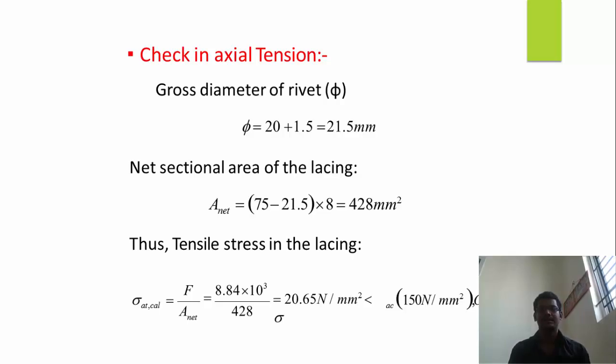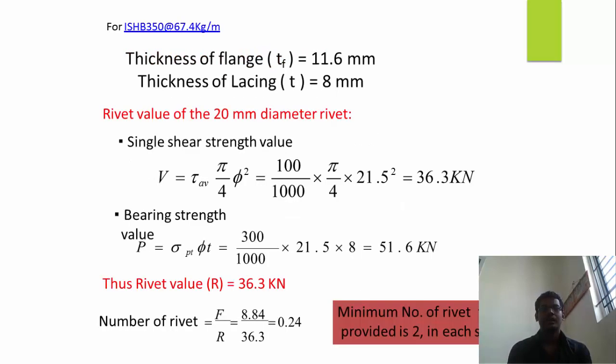Now the tensile strength on the lacing bar is force by area. With 8.84 into 10 power 3 already found out and the net area calculated, we get a value of 20.65 Newton per mm square, which is less than 150 Newton per mm square. Hence it's safe. Now the thickness of the flange and the thickness of the lacing are found out. For the rivet of 20 mm diameter, V is equal to tau into A, that is 100 by 1000 into pi by 4 into 21.5 whole square, and we get the value of 36.3 kN. Thus the rivet value is taken as the least of both the above, that is 36.3 kN.